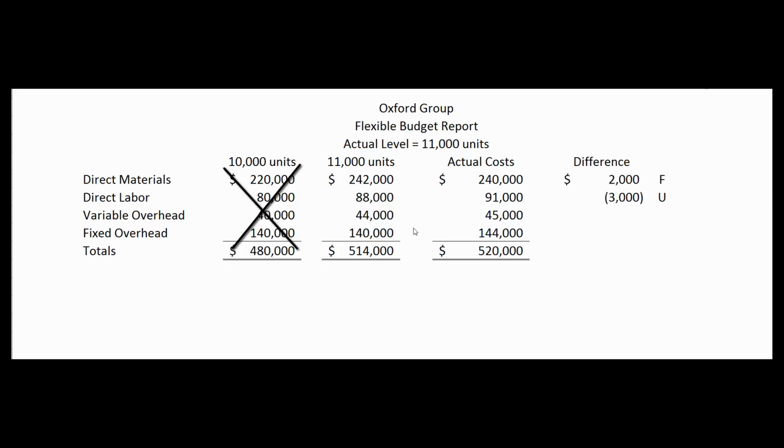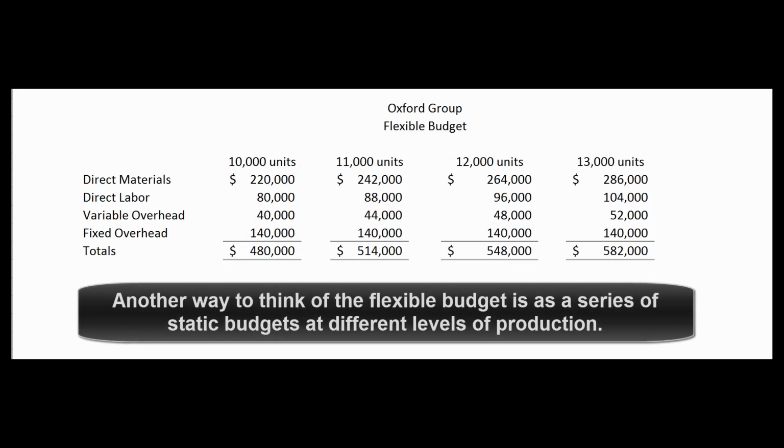The budget for variable overhead was $44,000. We spent $45,000. So that's a $1,000 unfavorable variance. And the fixed overhead, we were supposed to spend $140,000. We spent $144,000. So that's a $4,000 unfavorable variance. So if you total it all up, boss, I'm only $6,000 over budget rather than the $40,000 that you originally thought. So the flexible budget simply goes back and recreates the budget at the actual level of production.